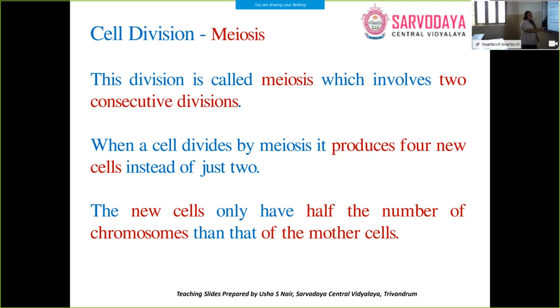And what happens? The new cells will only have half the number of chromosomes of the mother cell. In mitosis, whatever number of chromosomes the mother cell has, exactly that number goes to the two daughter cells. That is, the identical daughter cells receive the same number as the mother cell. Here, the new cells that have been formed will have only half the number of chromosomes of the mother cell. That is the main difference. And in meiosis, they produce 4 new cells instead of just 2. Hope you have understood.